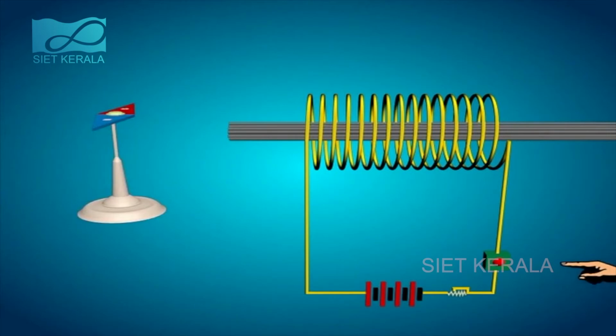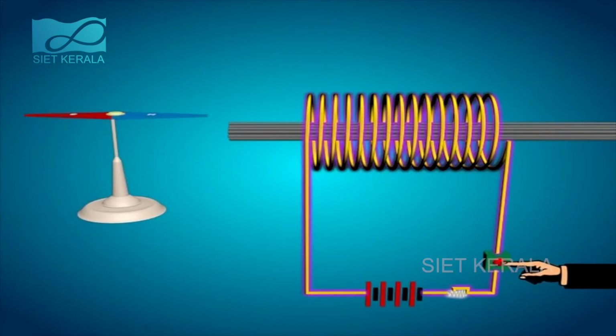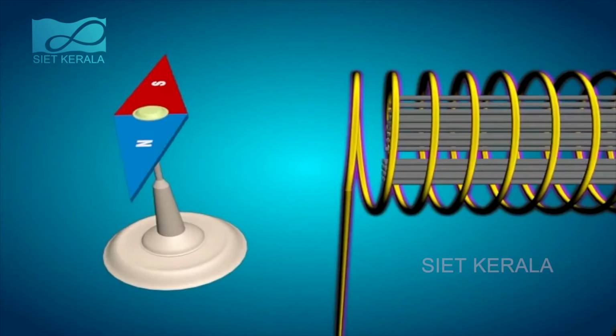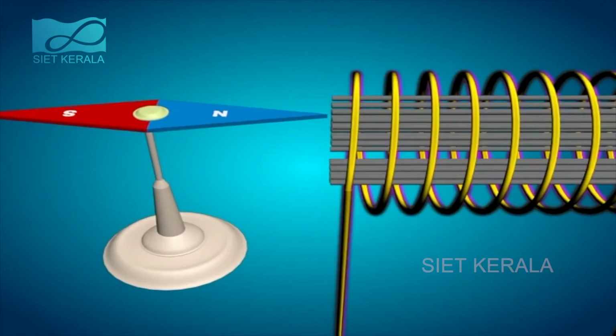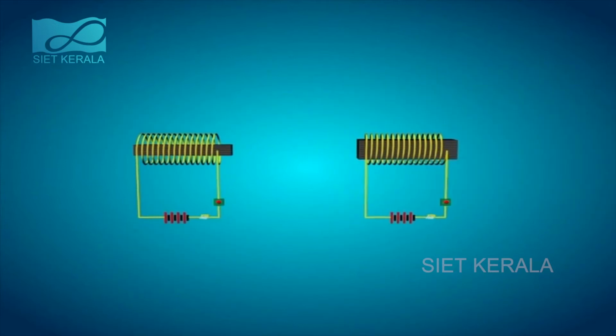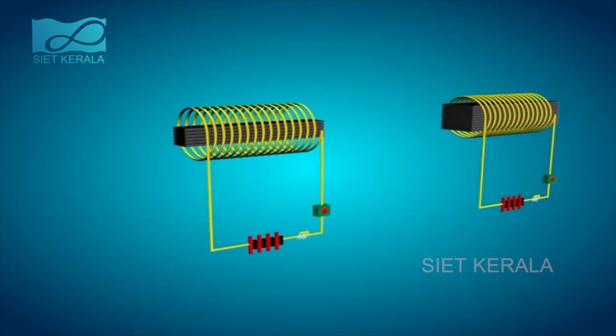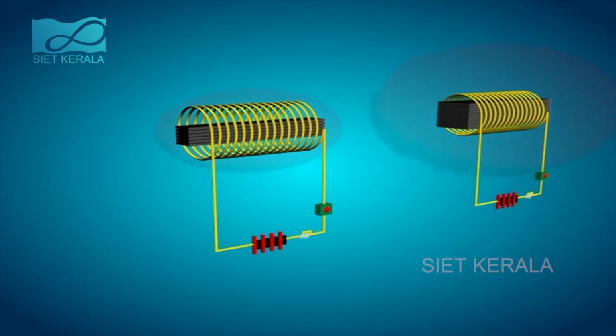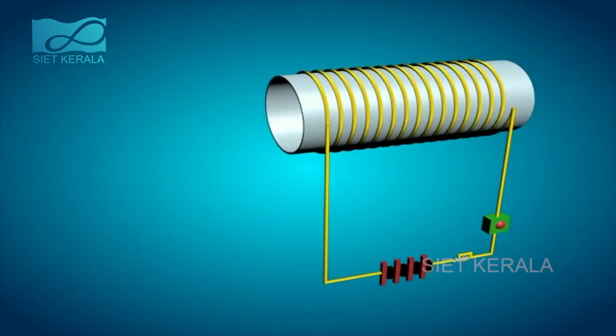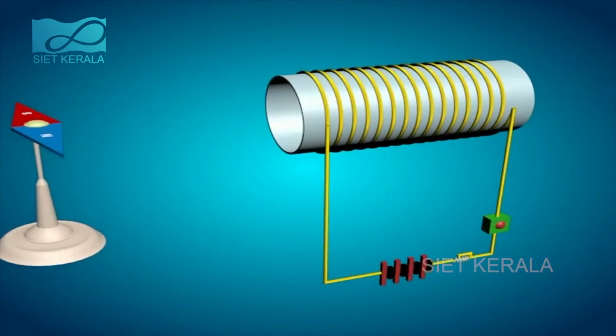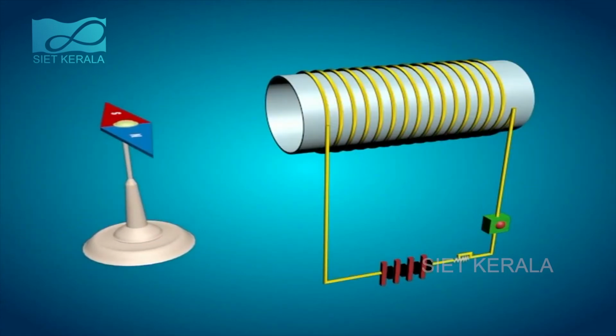When we increase the number of iron binding wires in the solenoid, the deflection of the needle will again increase. The strength of the magnetic field increases with the increase in the number of binding wires and the increase in the area of cross-section of the core.